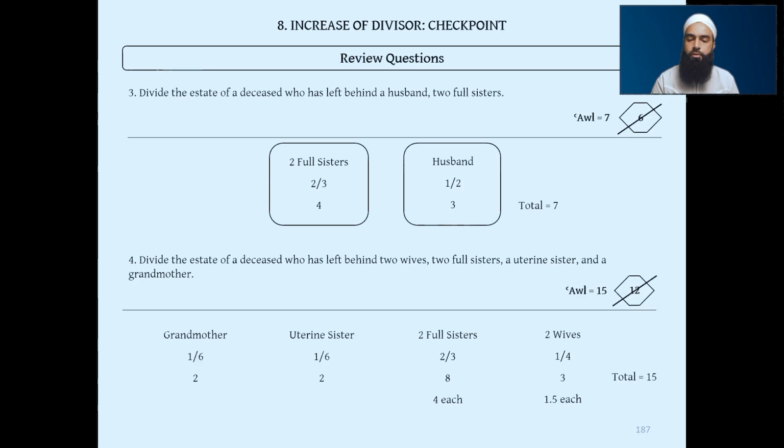And here, what we'll do is we'll also give it out. Sorry, 2 wives getting 3 shares, so a share and a half each. 2 full sisters getting 8 shares, so there's 4 each there.